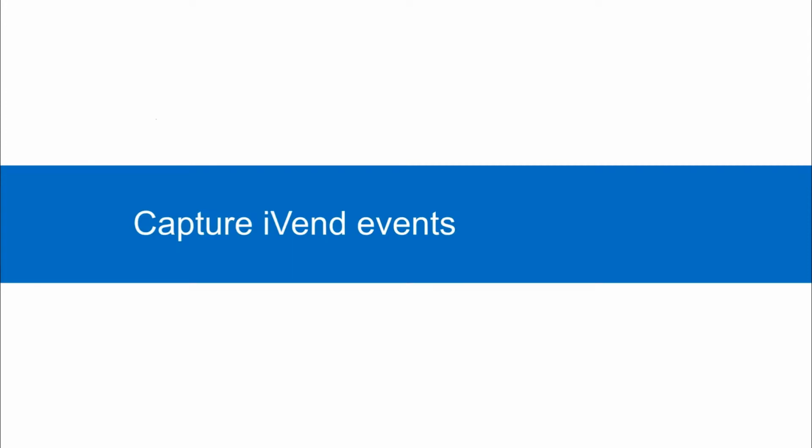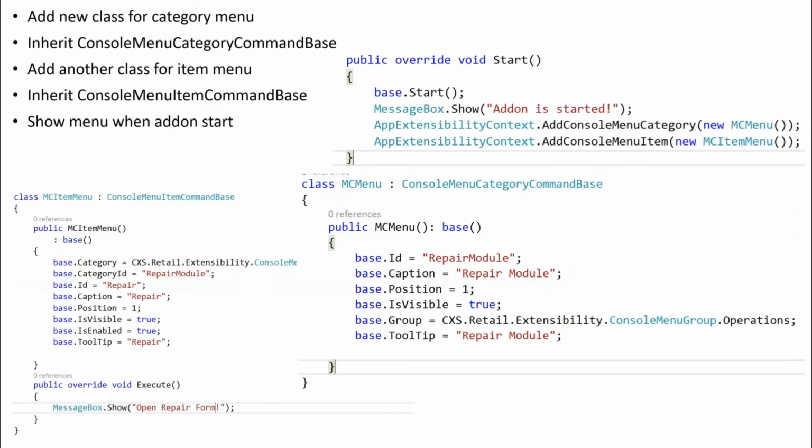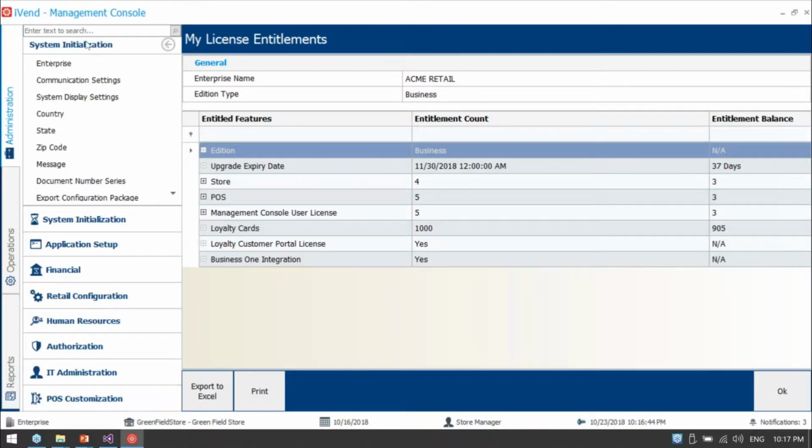Sorry, where are we? Adding the new menu on the management console. So in the iVend menu, we have two kinds of menu: one is the category menu and another one is the item menu. The category menu is like system initialization, application setup, financial. These are the categories, and the currency exchange rate, payment type are the menu items. So we will try to add one category menu and one item menu inside.